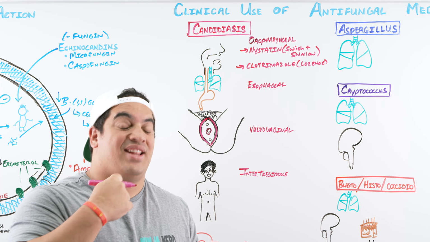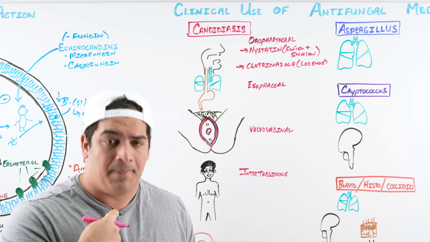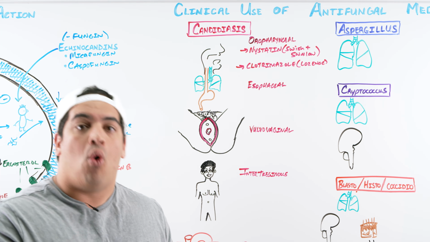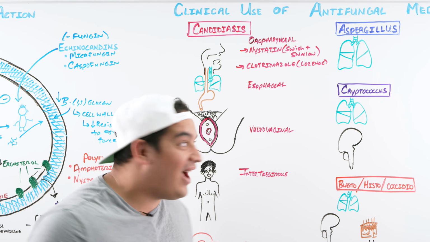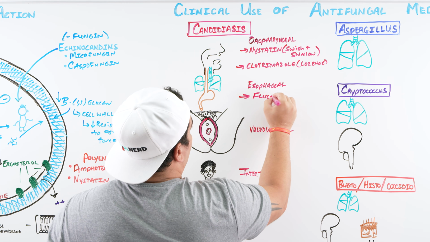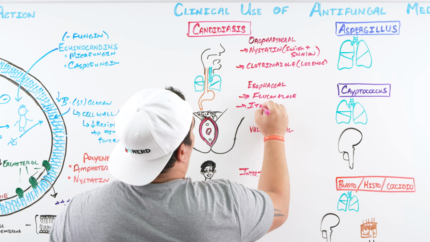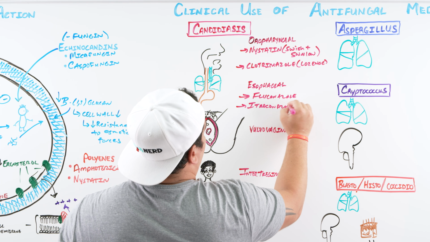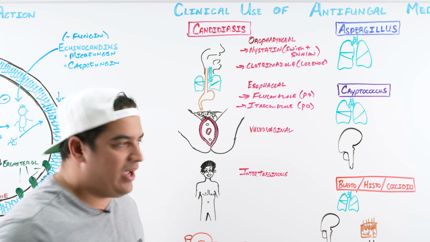Now, let's say that it gets into the esophagus. If it gets into the esophagus and starts causing esophageal lesions there, what do we use for this one? This one's generally oral fluconazole or itraconazole. That's one of your triazoles. So in this one, we can do fluconazole, or we can do itraconazole. But it's important to remember for these ones, we need a little bit more systemic involvement. So these are both going to be PO, oral, okay?